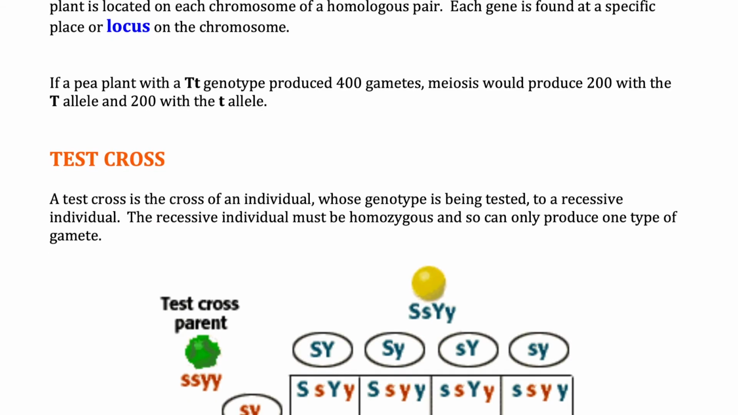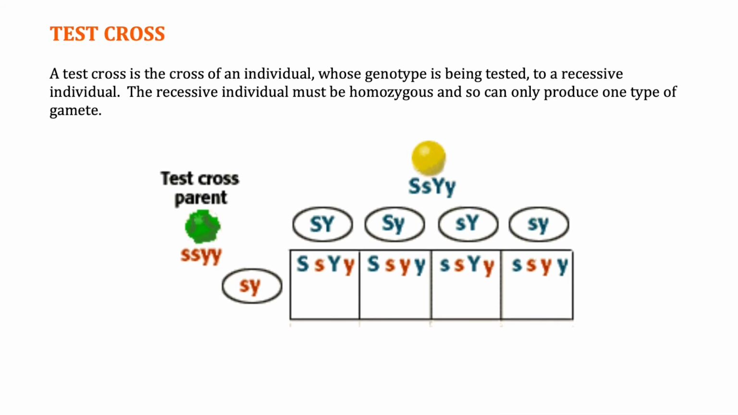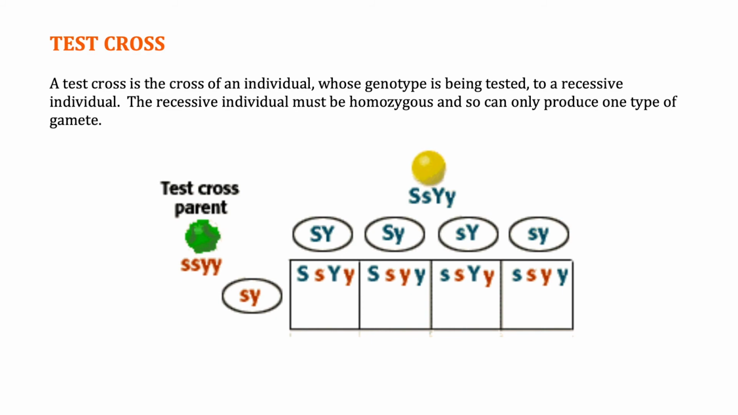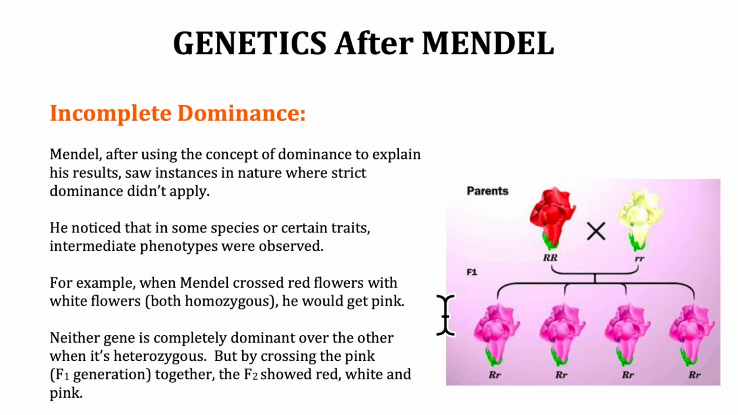Test cross. A test cross is the cross of an individual whose genotype is being tested to a recessive individual. The recessive individual must be homozygous and so can only produce one type of gamete. So you can look at this little table and you see how a test cross would work, and that would be beneficial because you can find out if you have the recessive trait or if you carry it, and what the situation is. So next thing we're going to talk about is genetics after Mendel.